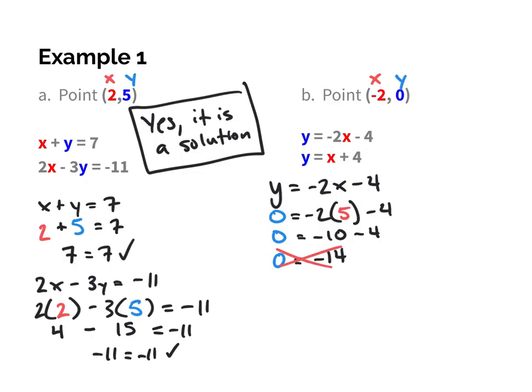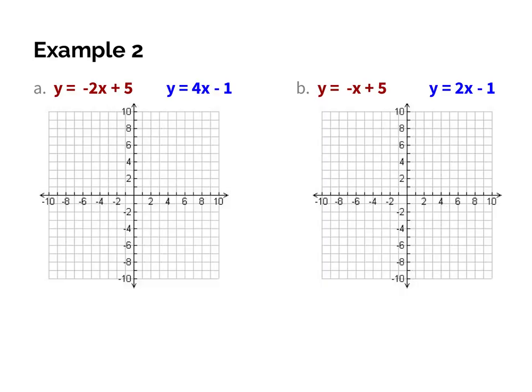So right away, I can tell that this one is not a solution because it does not make both equations true. I don't even have to check the second one because it doesn't make the first equation true. So I'll write no, not a solution. The reasoning why is because it does not make both equations true. It makes this one into a false statement. All right, now what we're going to do is try and solve this by graphing.